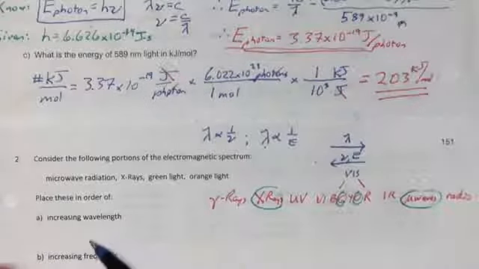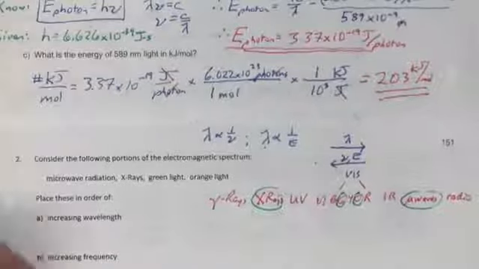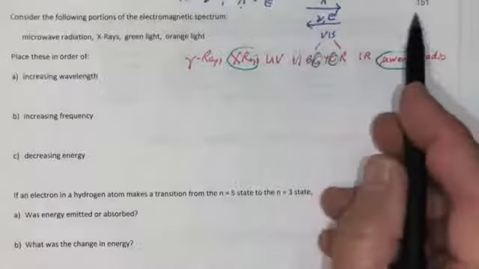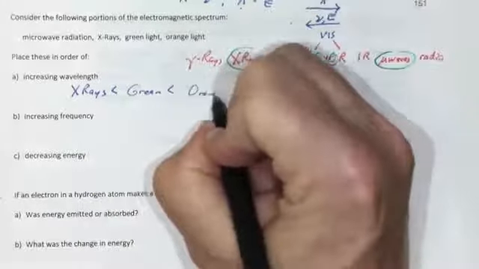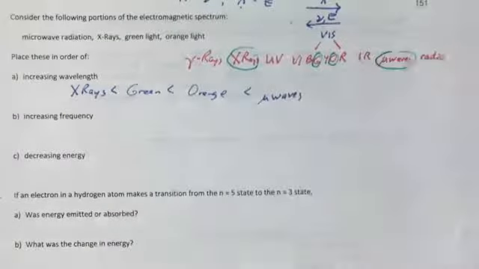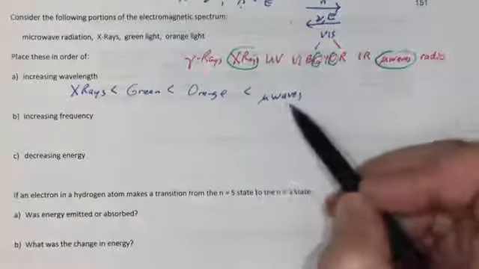So notice different ways that I could ask this. Actually, there are 6 ways that this question could be asked. We could ask this question in order of increasing wavelength or in order of decreasing wavelength. In order of increasing wavelength, wavelength increases from left to right. So it would be X-rays have a lower wavelength than green light, which is lower than orange light, which is lower than microwaves. So microwaves are the lowest energy form that's listed, and so microwaves have the longest wavelength.